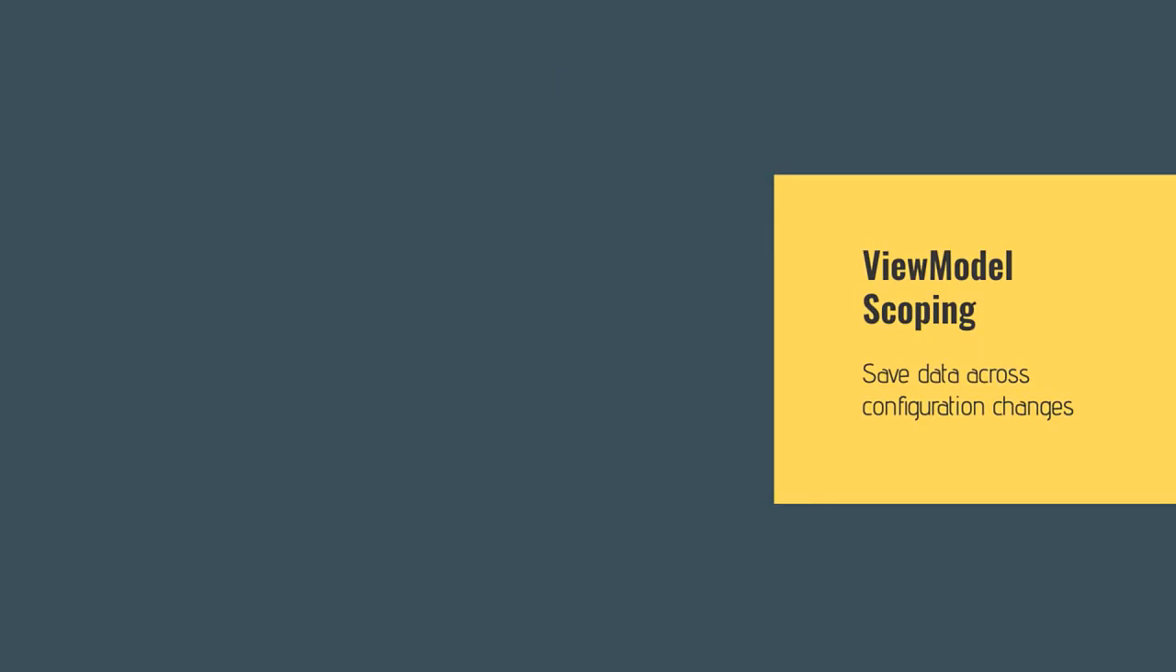Now, once you've put all of this new code into your ViewModel, we want to make use of ViewModel scoping to make sure that we're reusing data.